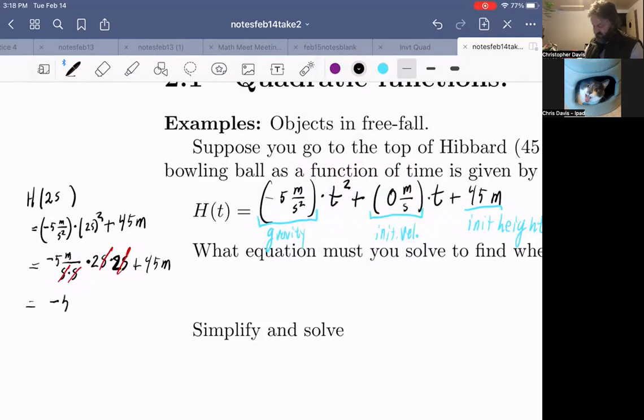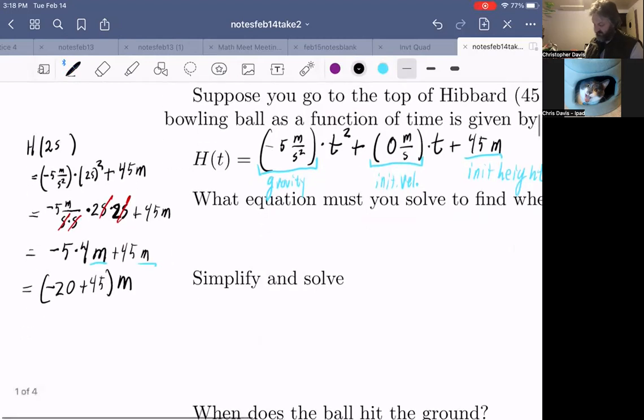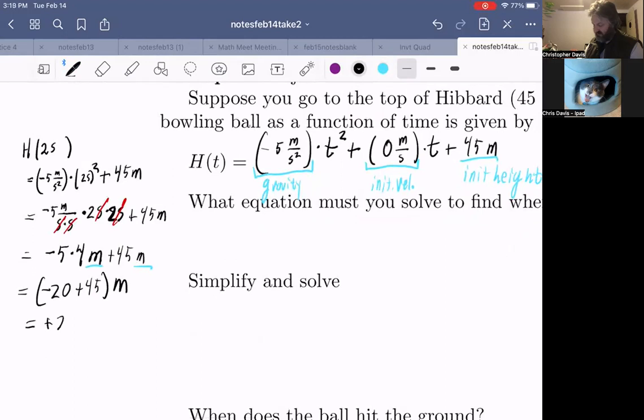Second cancels with second, second cancels with second, because they're all multiplied together. So that looks like -5 times 4, because that's 2 times 2, meters, plus 45 meters. So that's -20 plus 45. Everything has a unit of meters next to it, so I'll factor out that meters. Oh, cool. So that's 25 meters. I just wanted to show something happening with units. We expected the unit of distance to come out. That's why there had to be a unit of time squared, so it could cancel with those units of time.